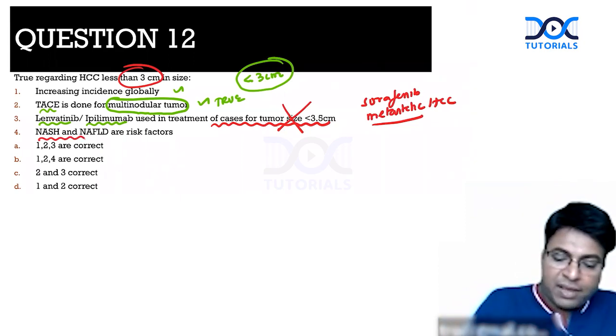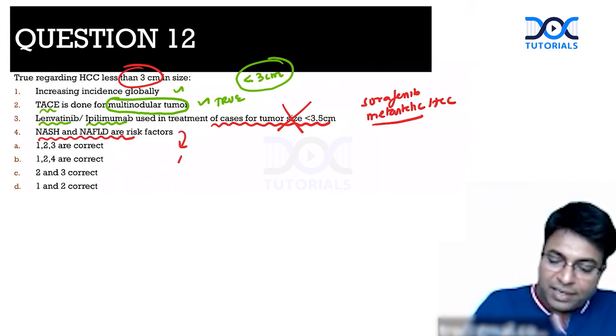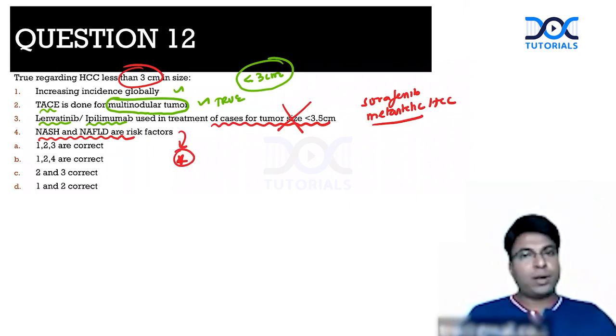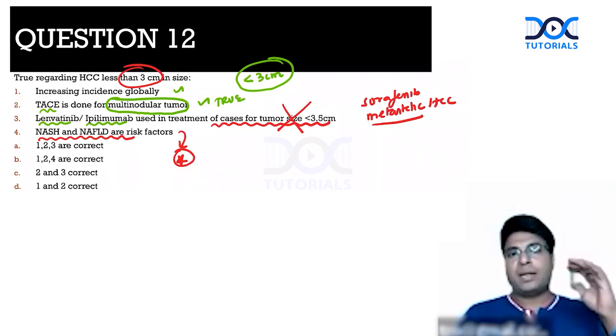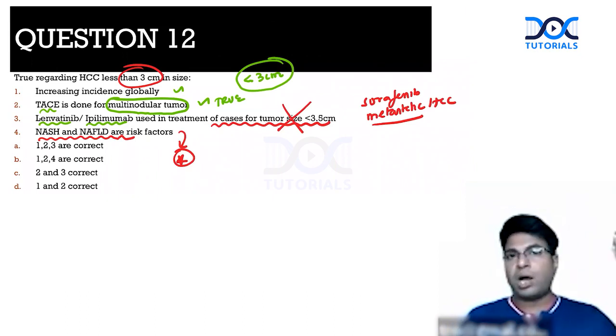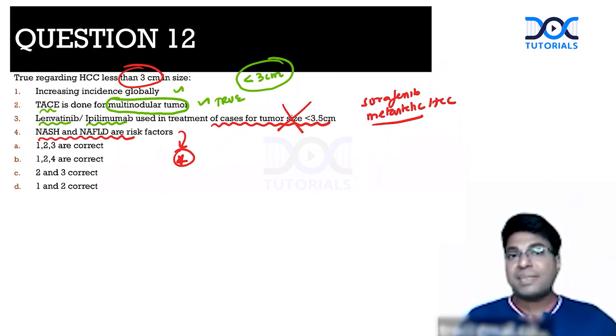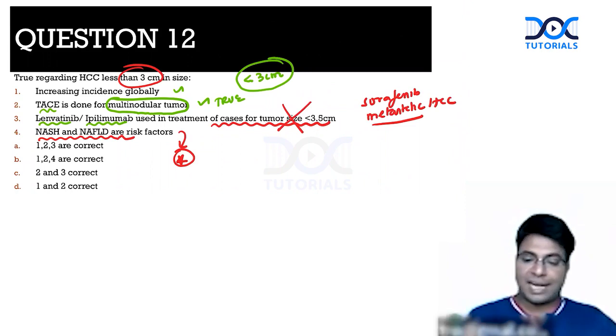NASH and NAFLD as risk factors is a very interesting thing that is going to be the future. There is a study going on, and the study is saying 20 years back, alcohol was a common cause of cirrhosis and liver transplant, 20-30 years back. And 10 years back, the common cause of cirrhosis and liver transplant was hepatitis B virus. And recently, in present days, it is hepatitis C virus that is a common cause of cirrhosis and transplant.